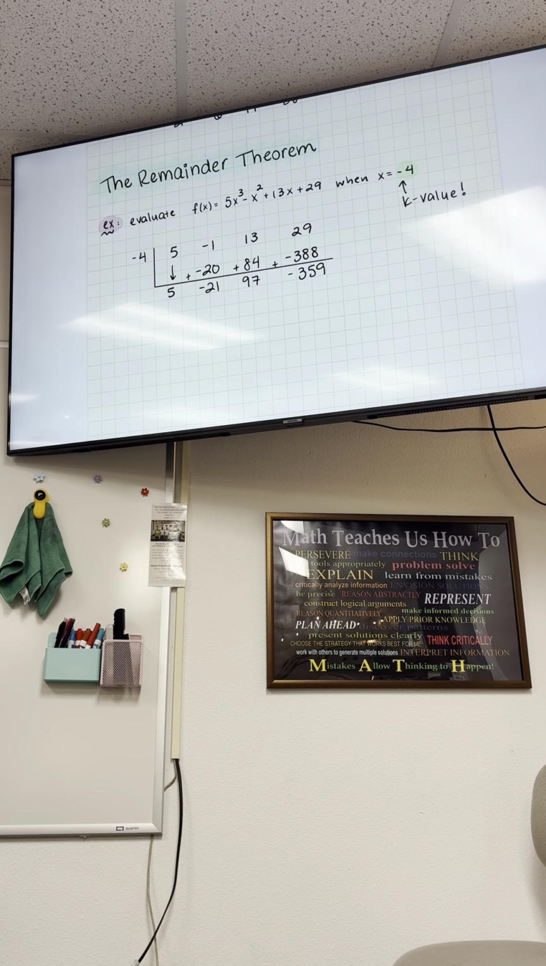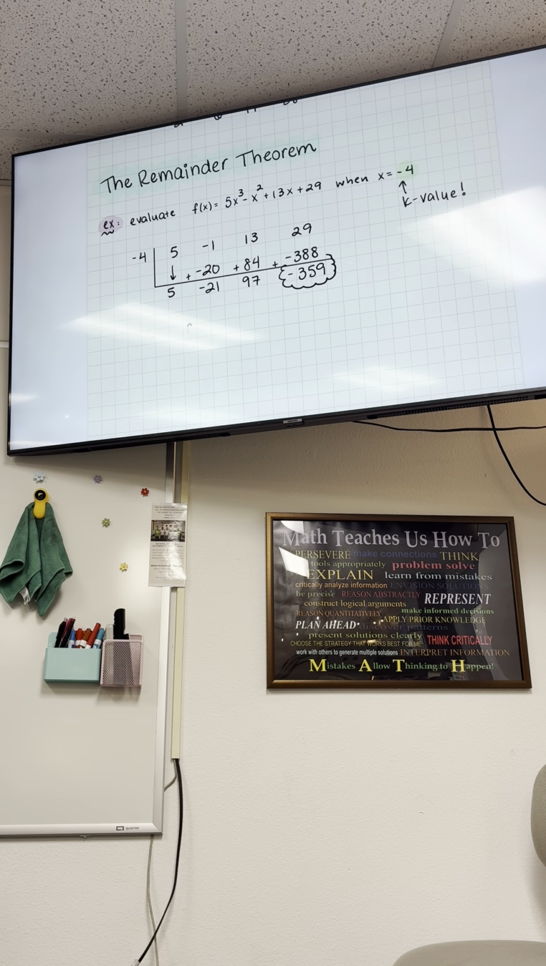And when you add that column together, that value is -359. Now, this problem didn't ask you to perform division by a binomial, so we're not going to interpret this as 5x squared minus 21x plus 97, etc. Instead, this is what the remainder theorem states. What it tells you is that the remainder from your synthetic division, which in this case is -359, is actually the output value of that function for an input of -4.